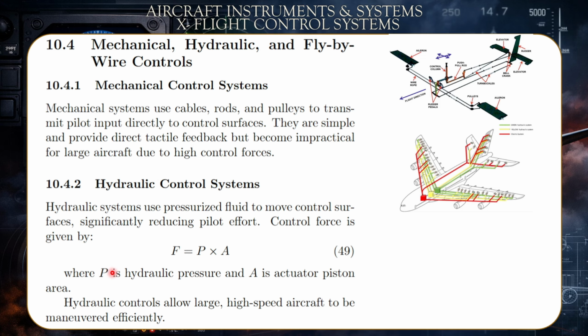Control force is given by F equal P multiplied by A, where P is the hydraulic pressure and A is the actuator piston area. Now, hydraulic controls allow large high-speed aircraft to be maneuvered efficiently.